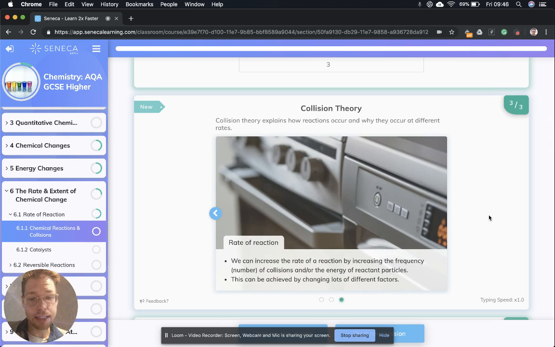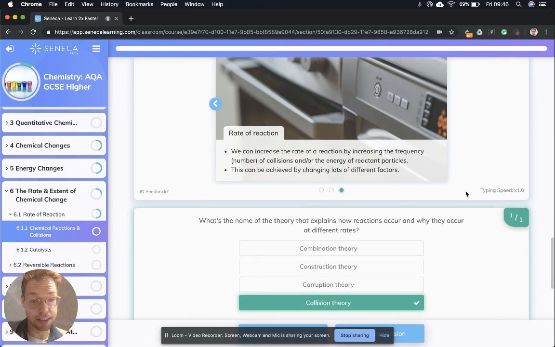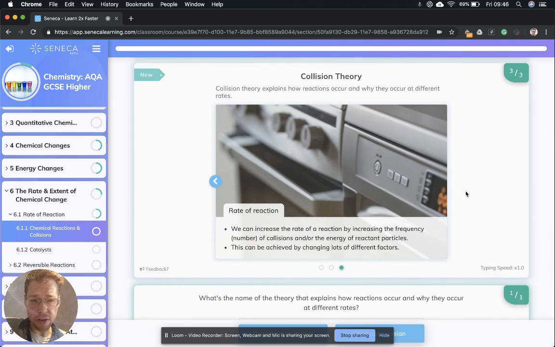And what can we do to increase the rate of the reaction? We increase the amount of collisions. And there are lots of different factors that can do that. So that's quite a lot of information to take in, so let's do a quick review.